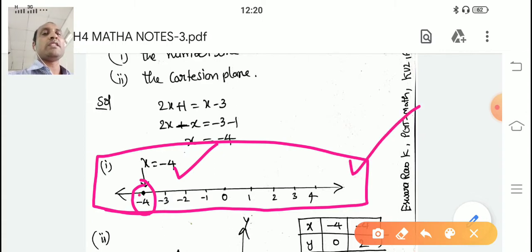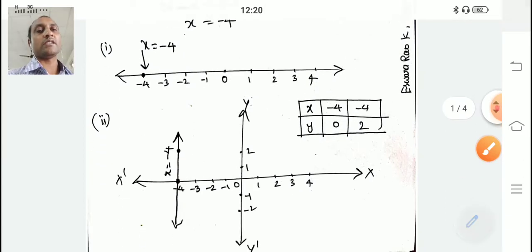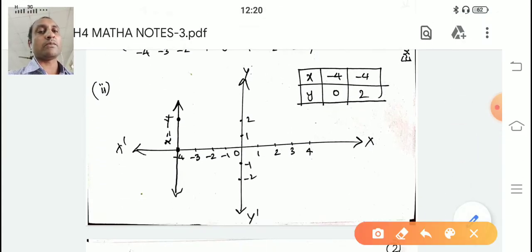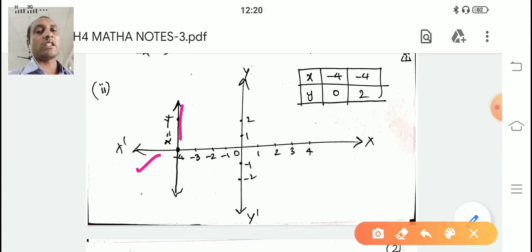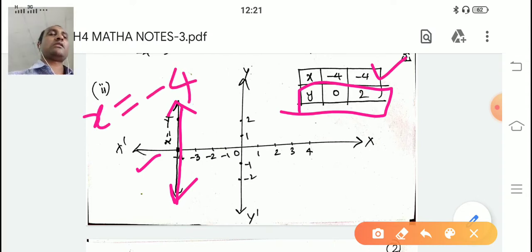If it is a Cartesian plane, which contains the x axis and y axis, how to represent it? Like this, at x is equal to minus 4, just draw a vertical line, it is a line parallel to the y axis, because whatever the y value you take, the x value is minus 4 only, because the equation they have given us is x is equal to minus 4. That is the reason this equation represents a line parallel to the y axis, which is x is equal to minus 4.